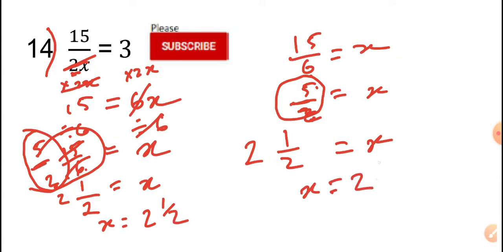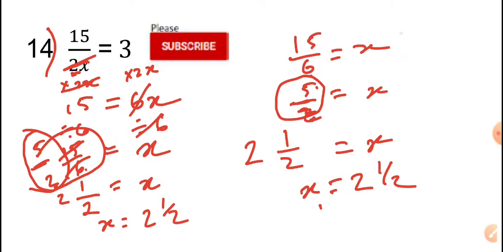Again, substitute that value into wherever you see x, and if the left hand side equals the right hand side, then you know you've done it correct, which we can see clearly here. The question was 15 divided by 2 times x. We found x is 2.5. So 2 times 2.5 is 5. So 15 divided by 5 is equal to 3.